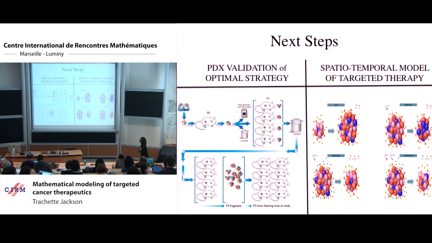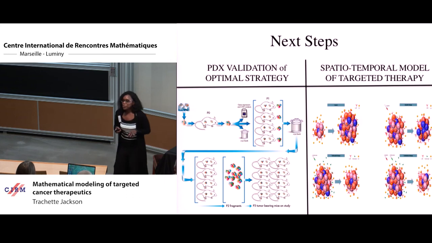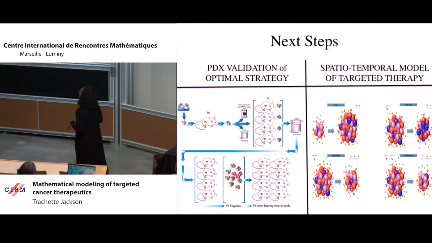So what's next with this? My collaborators already have a bunch of mice waiting to test out our approach, to see if the couple of strategies that the mathematical model predicted really do result in the best outcomes in an in vivo setting. So we're waiting for those experiments, and I sure hope it works. And then we're also trying to move into a more spatial version of this model. Again, we think the spatial component will be important.